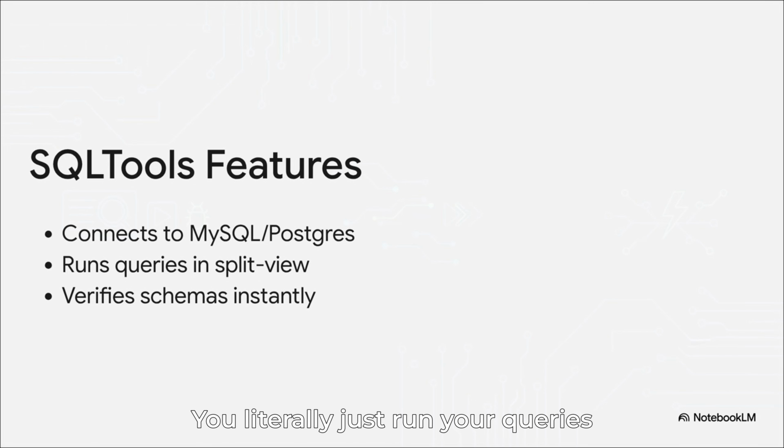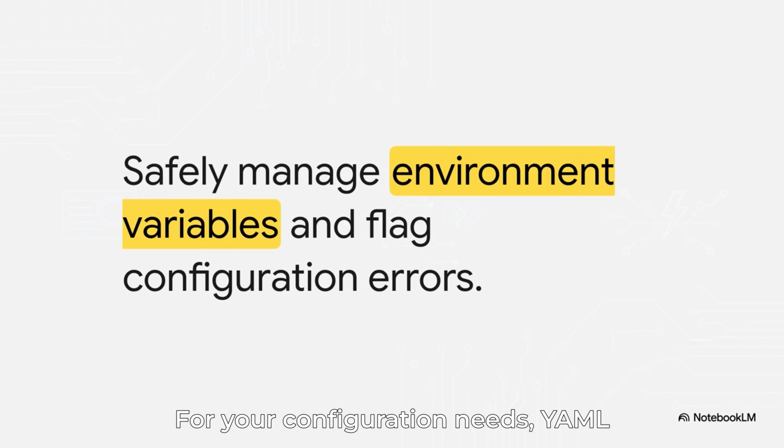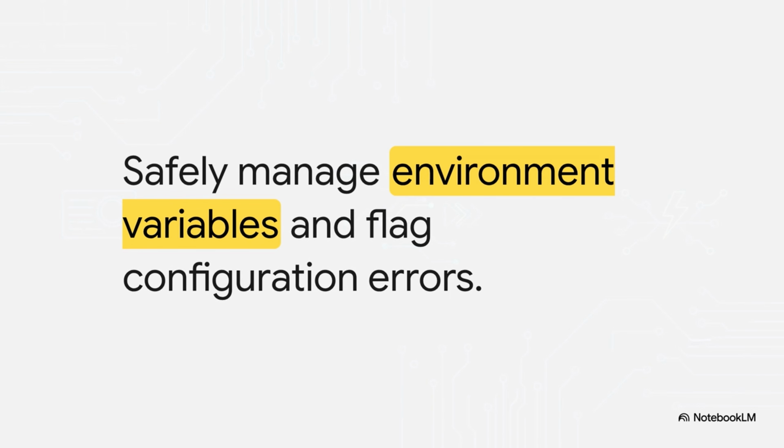You literally just run your queries in a clean, split view right beside your code, verifying those database schemas instantly. It's a total game changer. For your configuration needs, YAML Validator and .env support are absolute lifesavers. Setting up schema validation instantly flags YAML formatting errors, which literally stops production deployment crashes before they even happen.